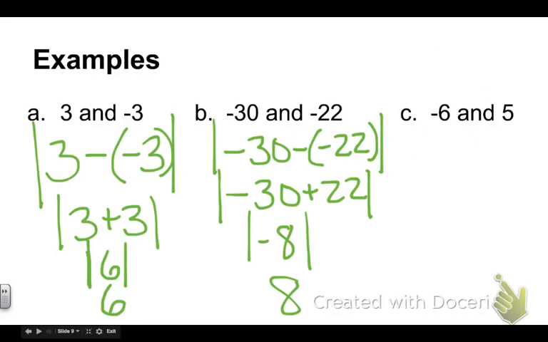Last example, alright, negative 6 and 5. Think about that on a number line. Jump from negative 6 to 0, and then 0 to 5. How many numbers are in between? You probably already have the answer. It might help you to visualize that.